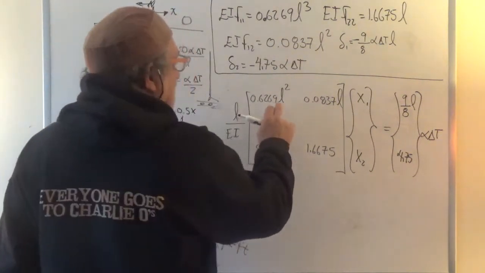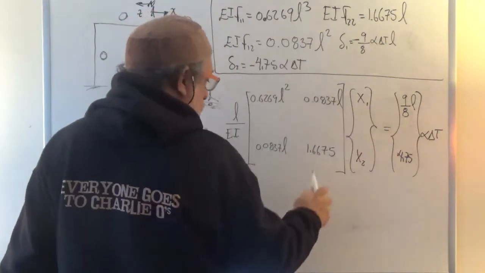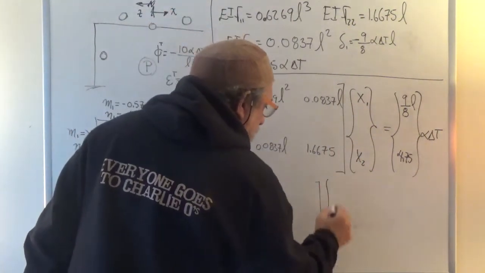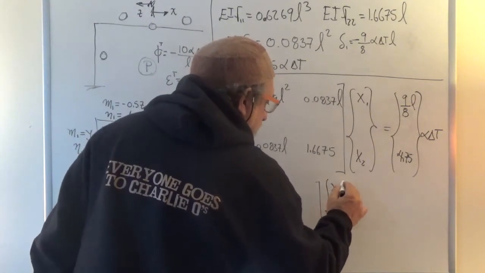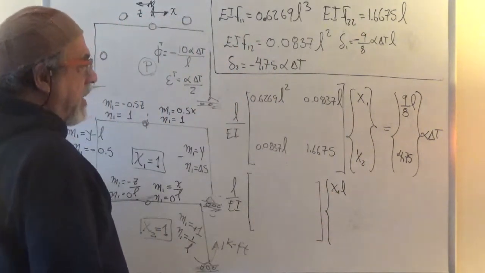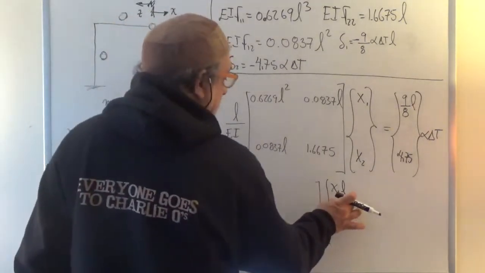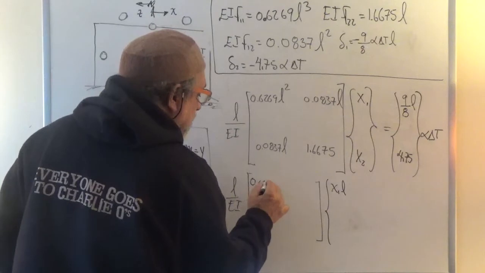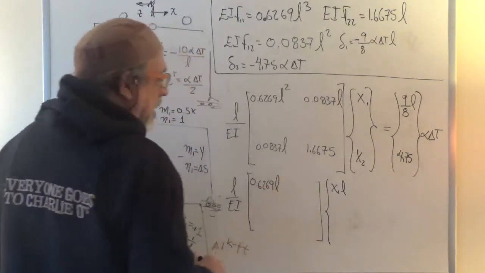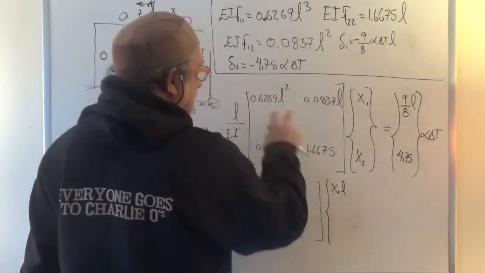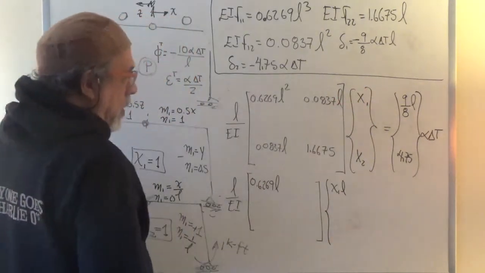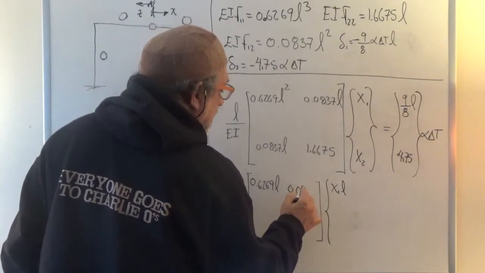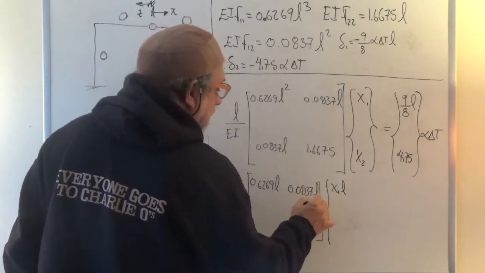I can say, instead of this x1, which is a force, I'm going to write a moment. For example, x1 times L, right? If I write that as x1 times L, I think you should see that this becomes 0.6269 L, right? Because that times that is the same as this times this. Since I haven't done anything to this one, it remains 0.0837 L, right?